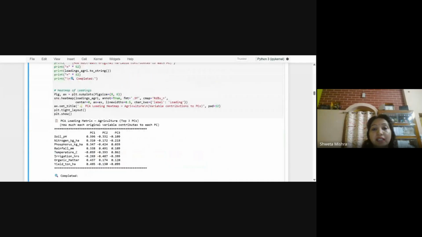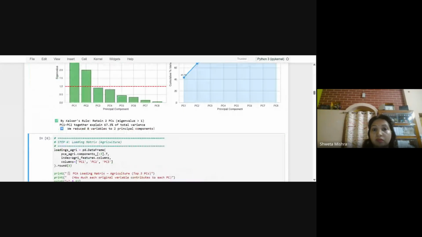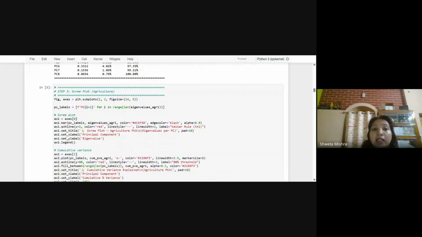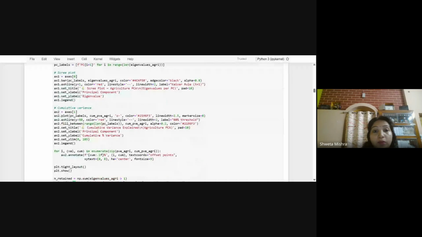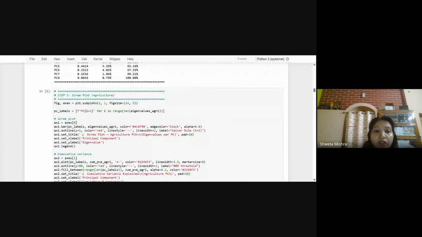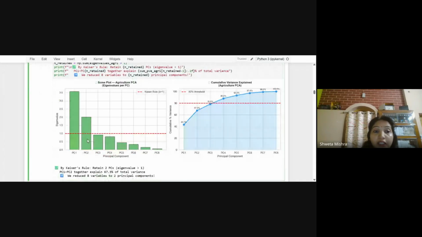Then we are calculating the, oh yes, now we are seeing the scree plot. From these plots, what we are looking at is the principal components with respect to the eigenvalue. Considering the 8 principal components with respect to the eigenvalues, you can see that the first 2 principal components are more than 1.